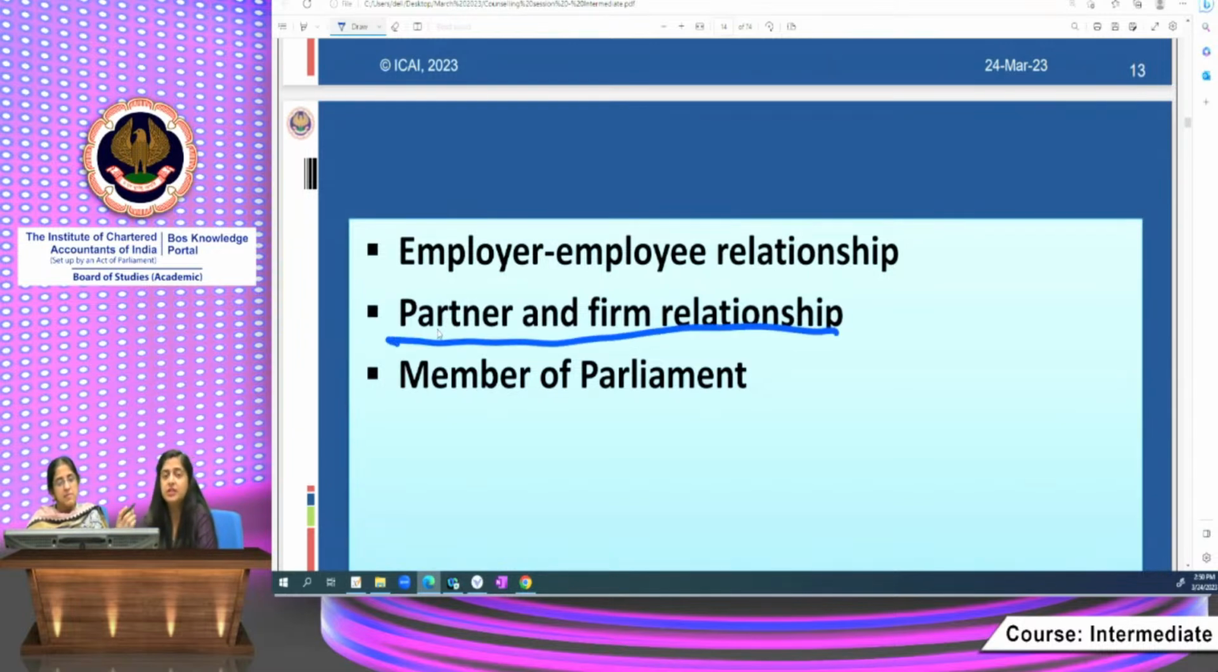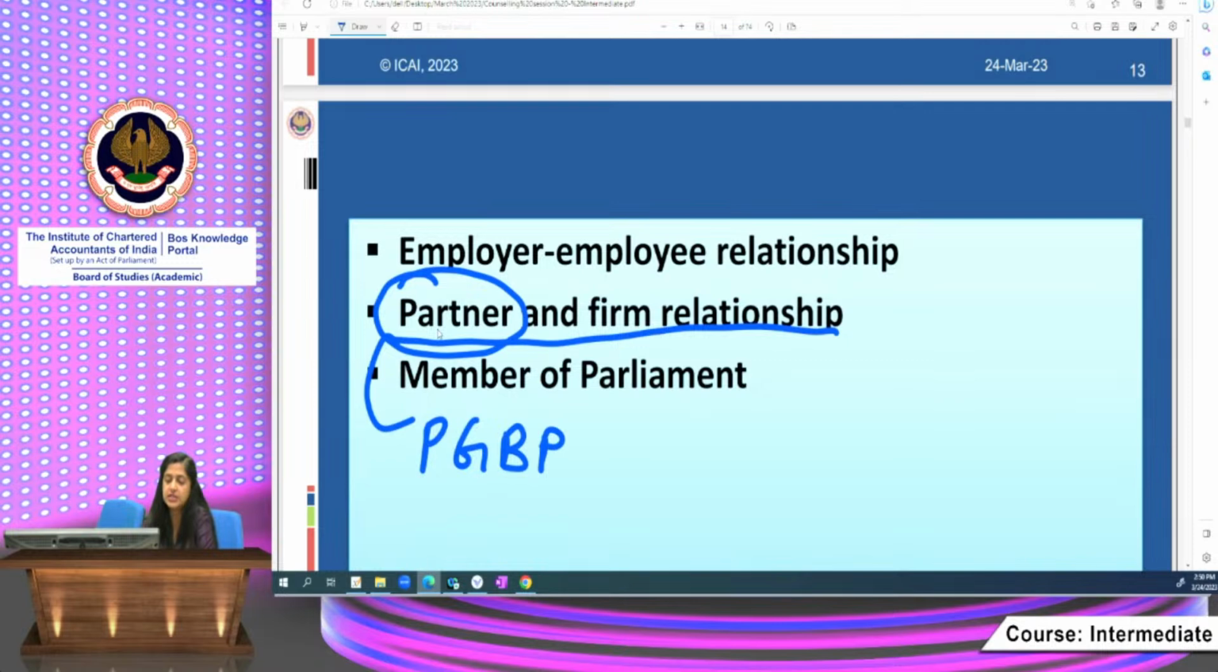Then in that case the relationship between the partners and the firm is not an employer-employee relationship, because they are the partners in the firm, you can say the owners. They are not the employees of the firm. So in that case, the salary, interest, or whatever profit they are receiving from the firm is taxable under the head PGBP, under business or profession, not under salary.